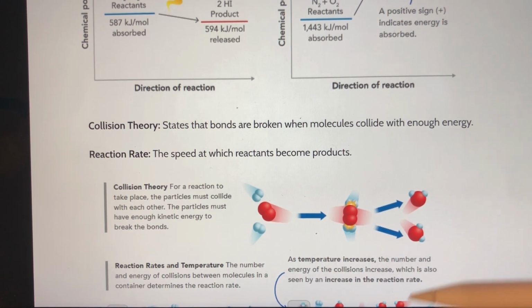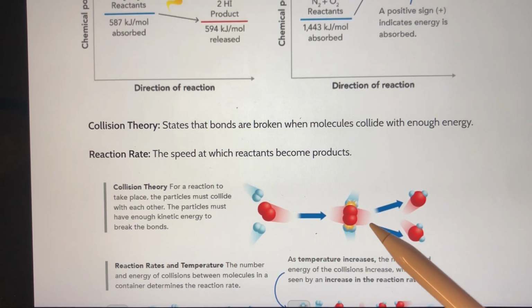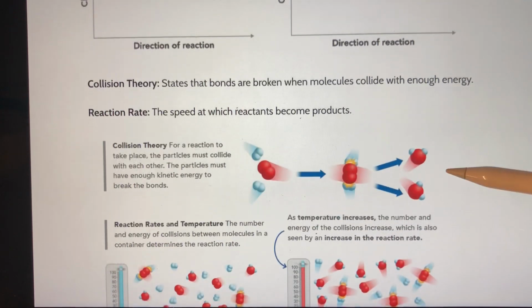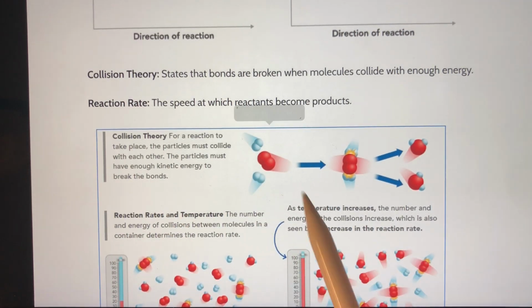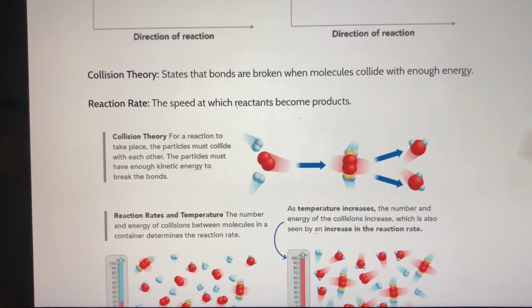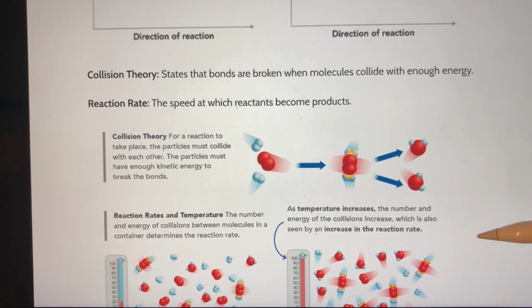It needs energy to break bonds. And when we put a flame underneath our balloon, it had just enough energy to cause these bonds to break and then reform into new products. Okay? And the reaction rate is the speed at which reactants become products. It's how quickly the reaction occurs. When we think about rust, it takes a very long time for rust to form, while blowing up oxygen and hydrogen, it happens very quickly.